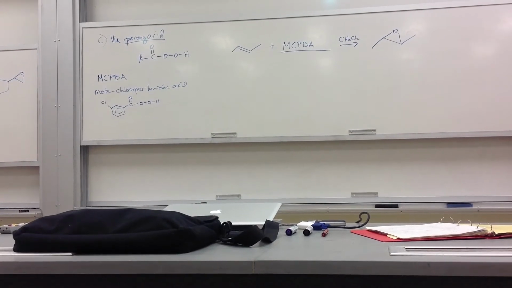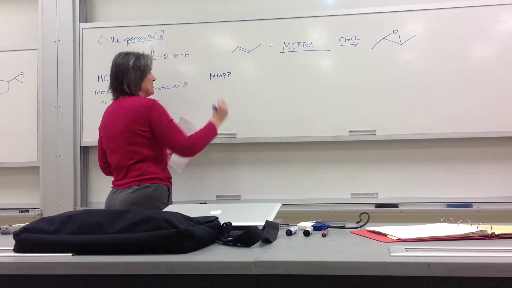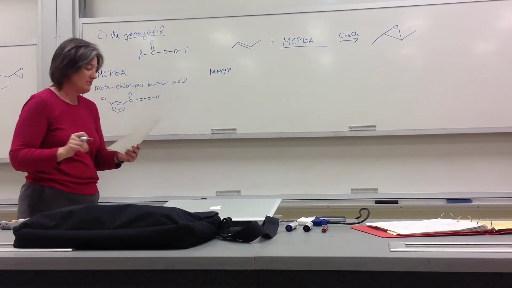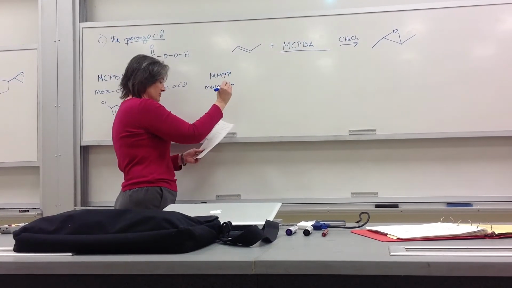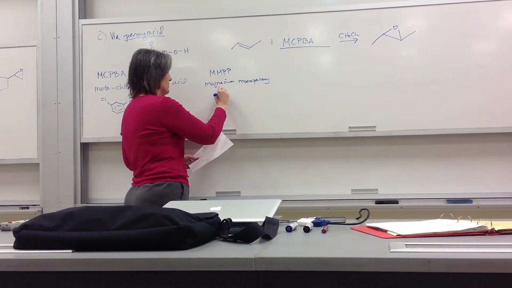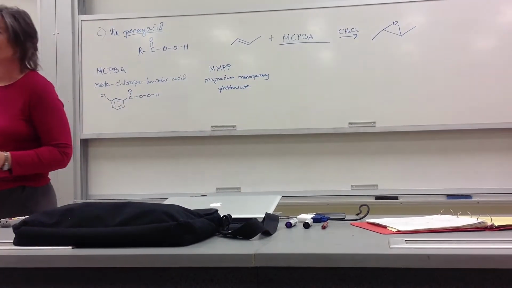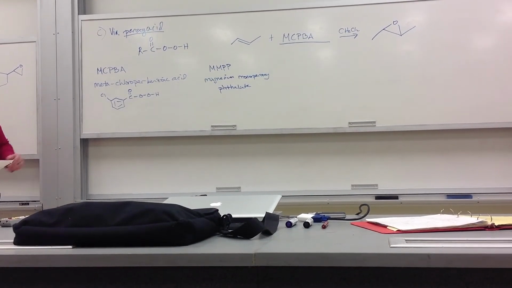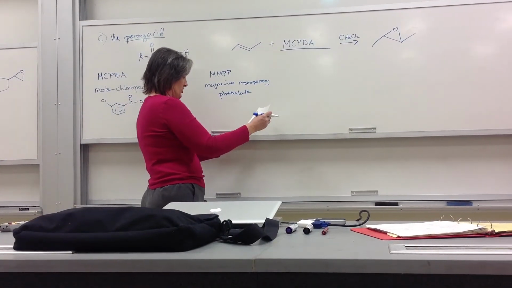Another one that's given, it's not as common, is MMPP. You might see there, chemists love all these little short names like this. This stands for magnesium monoperoxyphthalate. And in case you're wondering, I'm not going to make you give me the name of MMPP. Okay, so you can, on a synthesis, really just write MCPBA over the arrow. That's okay.